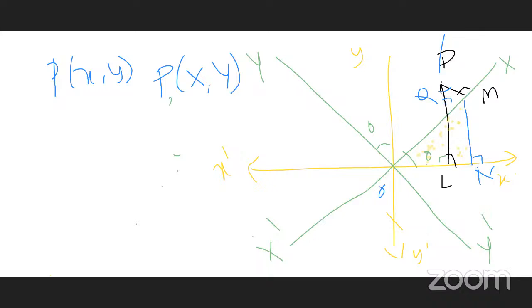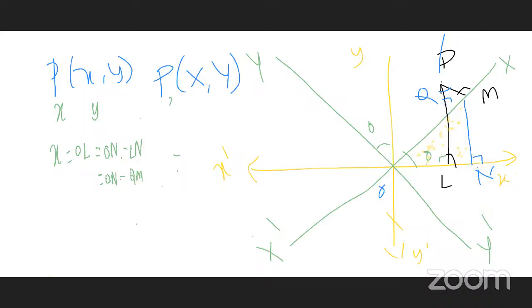I want the value of small x and small y. Small x value is how much? It is OL, correct now? Yes, sir. OL can be written as ON minus LN. So I know the value of ON, I'll keep ON as it is. LN I don't know, LN is equal to QM.